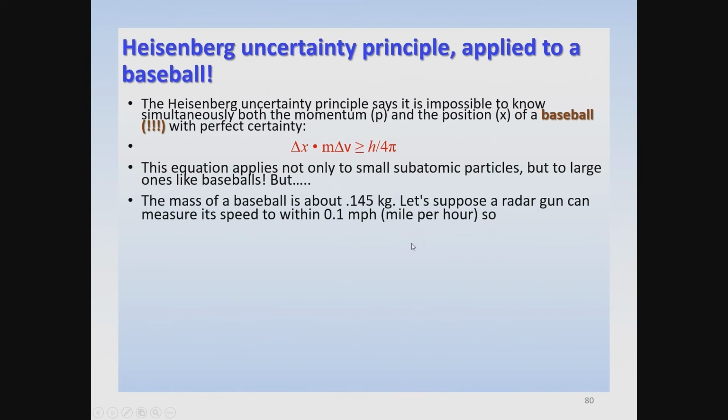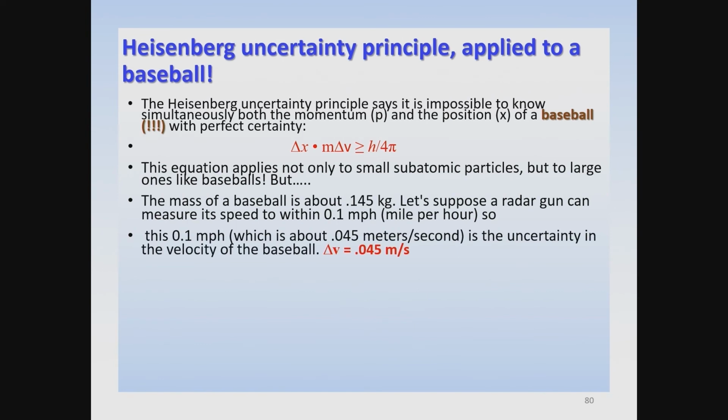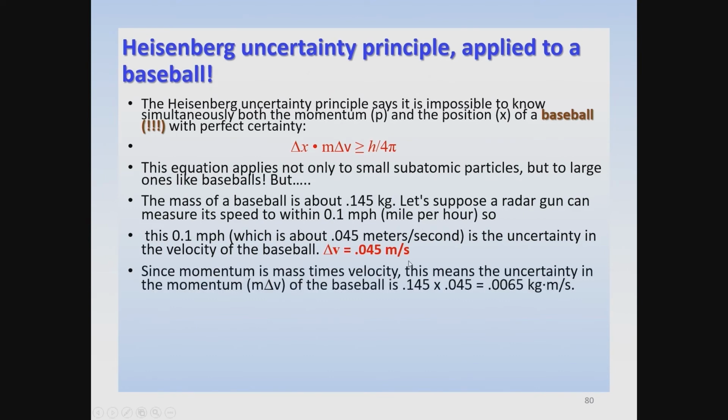We have a mass of the baseball, which is 0.145 kilograms, and we have an uncertainty of the baseball speed, which is going to be 0.1 miles per hour. You can take that uncertainty, 0.1 miles per hour, which is about 0.045 meters per second, and multiply it by the mass of the baseball, and what you'll get for the term m delta v is 0.0065 kilograms meters per second.